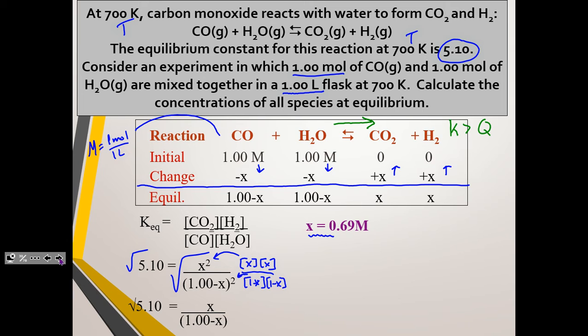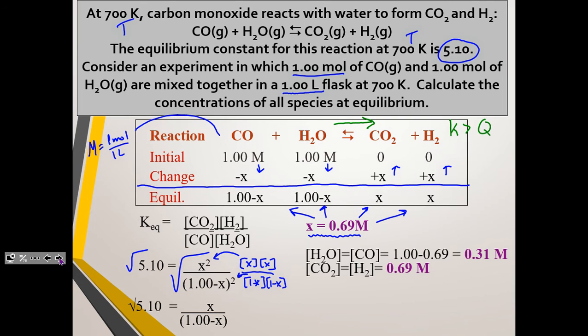This is the variable that we can use now to plug back into our equilibrium and find the concentrations. So because x was what CO2 and H2 was, that will hold constant for the products, but we have to do a subtraction in order to find what the reactants are now, which is 0.31 molar. So here are the final equilibrium concentrations.